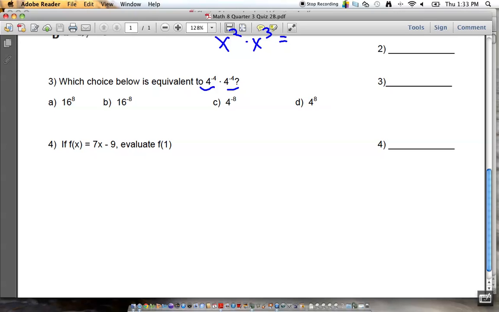All right, so if I had x to the second times x to the third, what would I get? X to the 5th. Notice 2 things. I add the exponents, and I keep these the same. Okay? So now I got to keep this the same. It's still 4. But now I have to add the exponents.